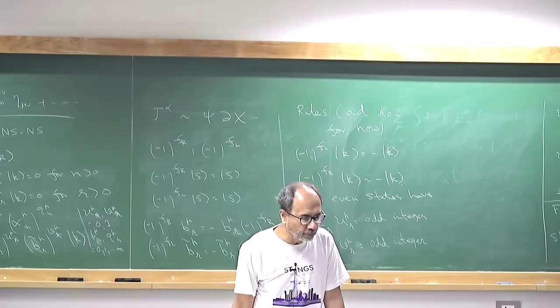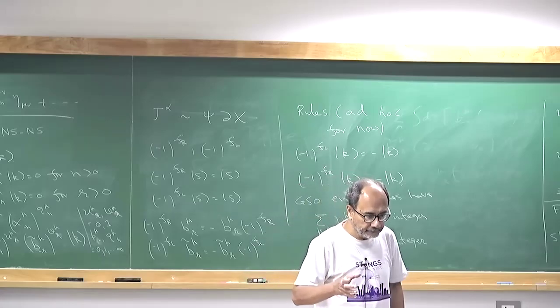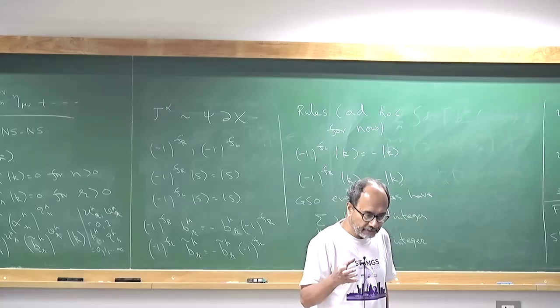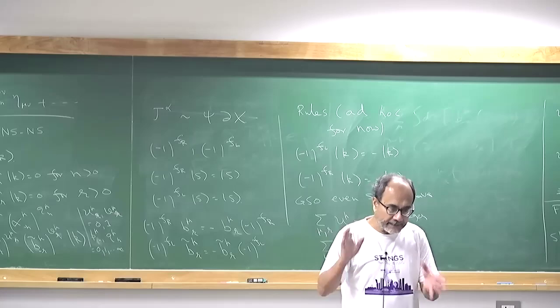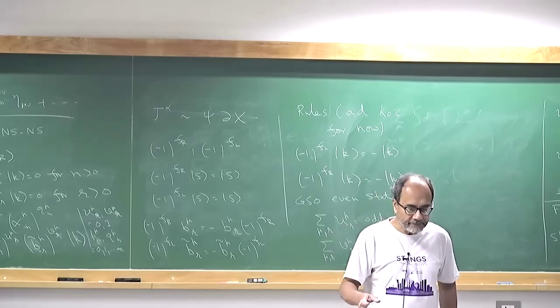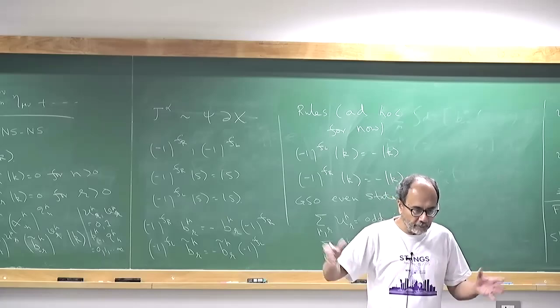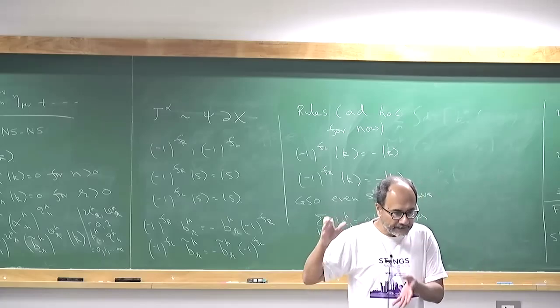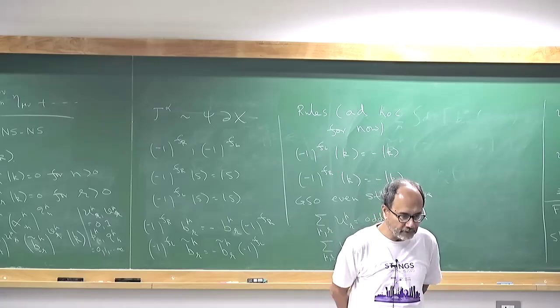Either these states are not to be included as part of the spectrum. The constraint comes by applying Gn with positive n. Gn with positive n will generate a linear combination of GSO odd states, and you have to make sure that state is 0. So that gives a constraint on the original state itself. If the original state was a linear combination of basis states, then you have to adjust the coefficients of the linear combination such that Gn with positive n acting on this gives you 0.